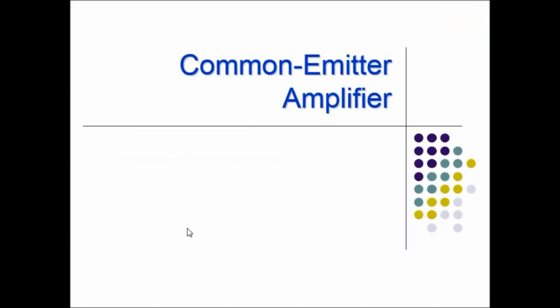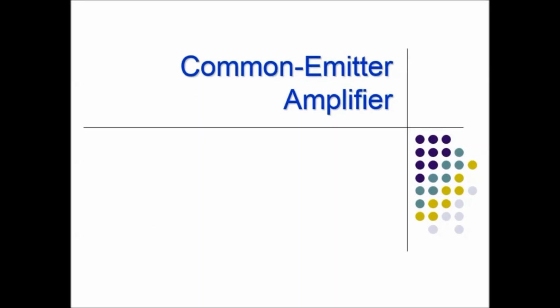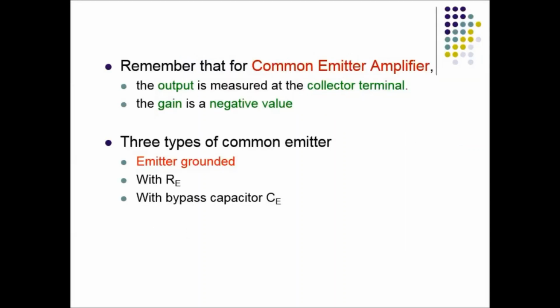Let's have a look at the first configuration, which is the common emitter amplifier. For the common emitter amplifier, the output is measured at the collector terminal and the gain is a negative value. For common emitter, there are 3 types as well: emitter grounded, emitter connected with RE, and emitter connected with a bypass capacitor.